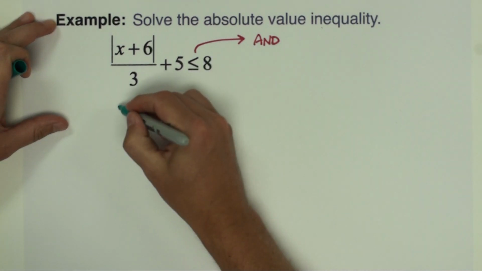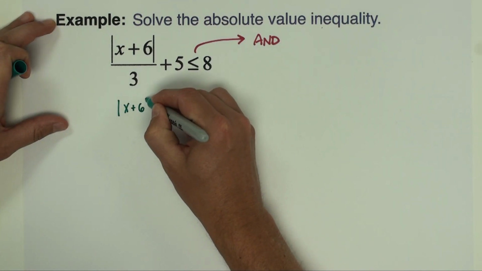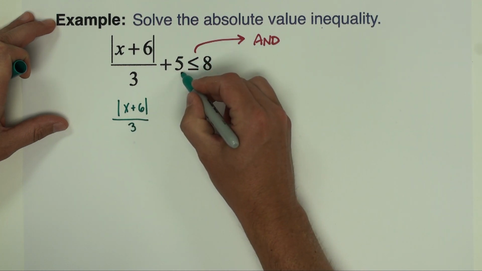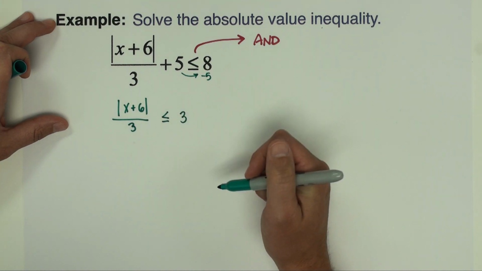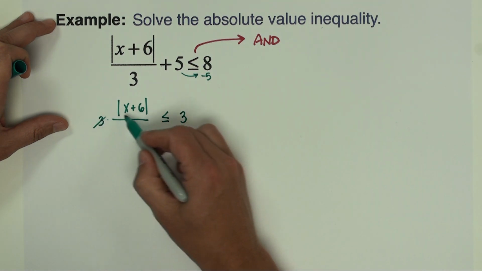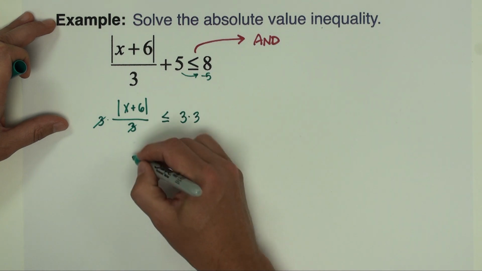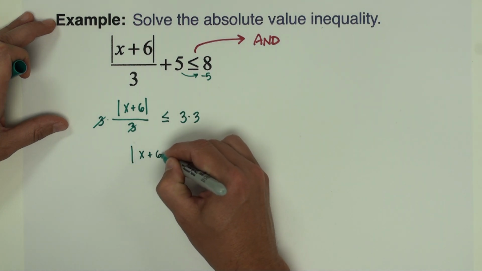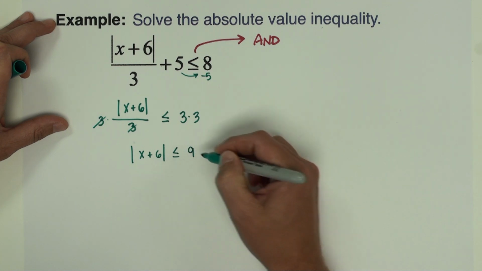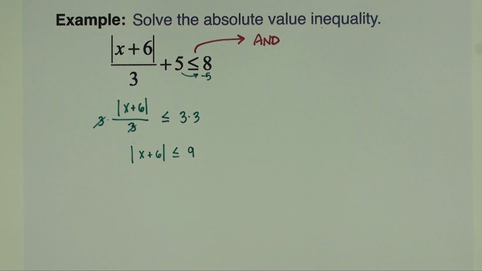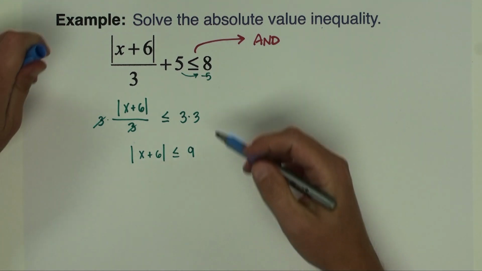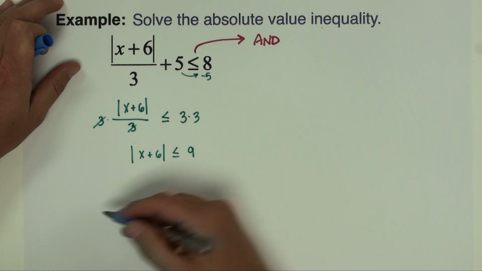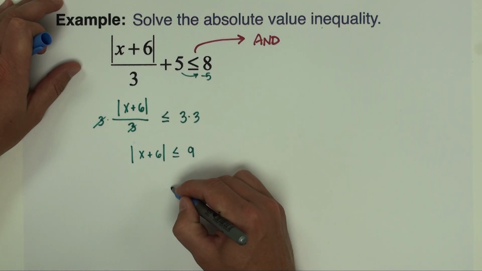So I'm going to begin by subtracting 5. So it's going to give me this absolute value of (x plus 6) over 3 is less than or equal to 3. And I'm going to take that 3 and multiply it to the opposite side. So I get absolute value of x plus 6 less than or equal to 9. So once I've done that, now I can go ahead and rewrite this as a compound inequality, and I'm going to drop the absolute value bars. And I'm going to put it into one long statement again. So it looks like this.